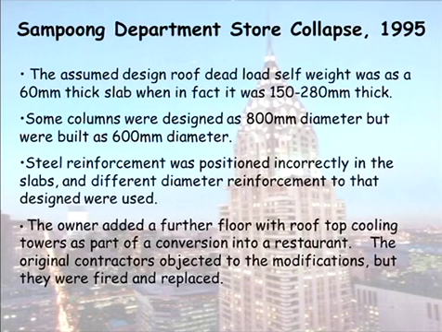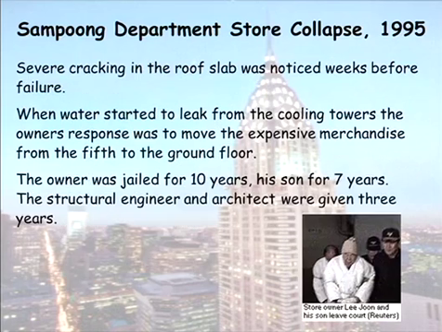So did this happen suddenly? No, there were signs of this eventual failure happening. Severe cracking in the roof slab was noticed weeks before failure. Water started to leak from the cooling towers. There was enough movement to cause these cooling towers to distort. They started leaking. The owner responsible, what was his response? He said, okay, move all the expensive merchandise down from the 5th floor to the ground floor. And that was it. So he was jailed for 10 years, his son for 7 years.